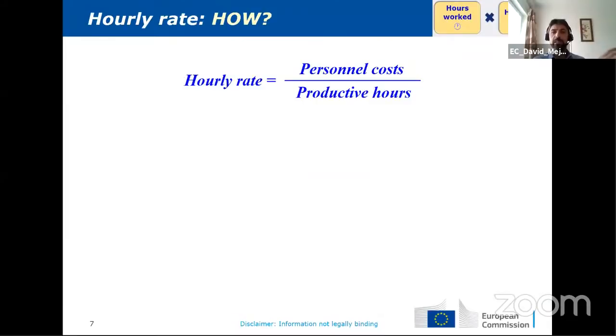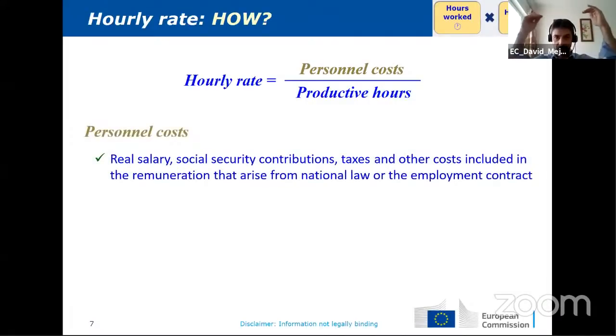So we have our hours working in the action. Now we have on the other side the hourly rate. Multiply the number of hours by the hourly rate. What do you put in this hourly rate? The personnel cost that you will divide by the productive hours. To calculate the hourly rate: personnel cost divided by productive hours. The personnel cost is the real salary of the person, the social security contributions, the taxes, and other costs that are included in the remuneration that arise from national law or the employment contract. There are some tricky issues about bonuses.